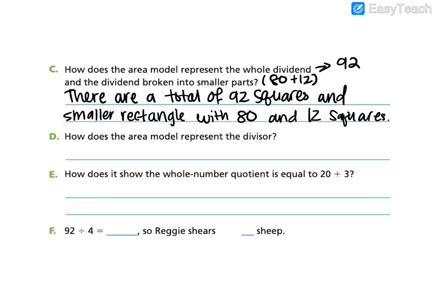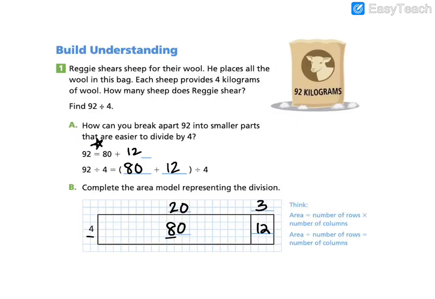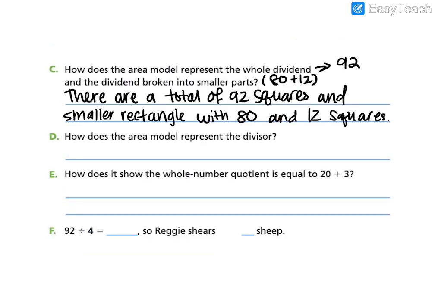It asks us, how does the area model represent the divisor? Okay, so 4 is our divisor. These squares are divided into these 4 rows. Right, so I can say that all the squares are divided into 4 equal rows.